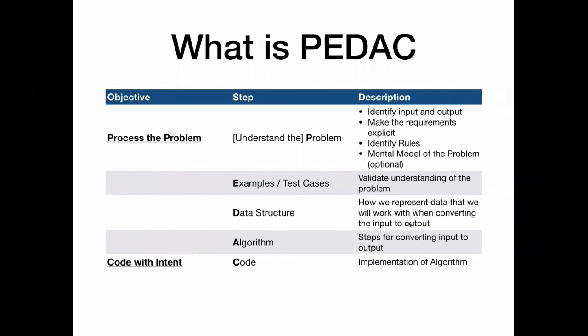It's typically the intermediary data that we use to convert the input to the output. It's what we work around, what we work with as we solve the problem. And last but not the least are the steps for converting input to output. And this is the algorithm. And then for code with intent, it's not to say it's not important, but when we do all of these 4 steps prior to coding, we basically already get to have a solution.